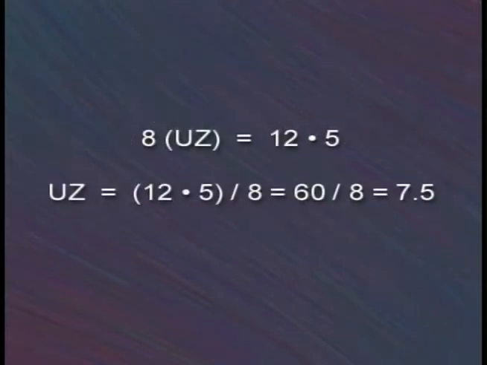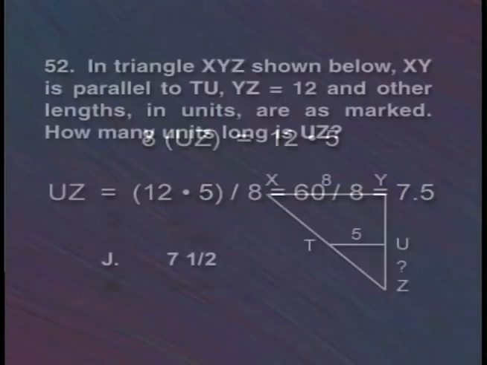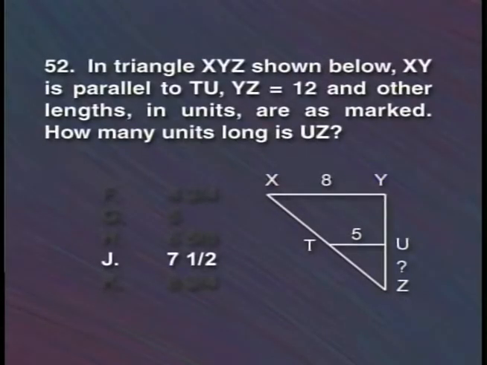We can now cross multiply to solve for UZ. UZ equals 12 times 5 divided by 8. This gives us 60 divided by 8, or when reduced, 7 1/2. The correct answer is J.